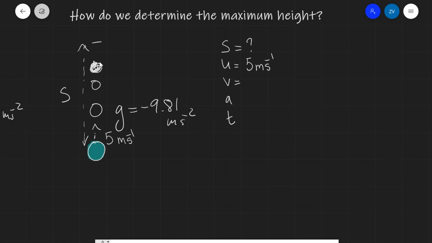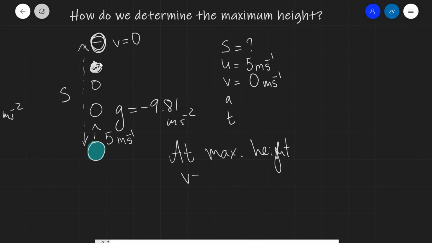Now, something which is very, very critical: at maximum height, our speed is equal to 0. Our velocity is equal to 0. So this is really, really important. Shall we just write this down over here? At max height, the velocity is equal to 0. You can imagine something going up, slowing down, then the speed reaches 0, and then it starts accelerating again back down towards the Earth. We also know that the acceleration is minus 9.81 meters per second squared.